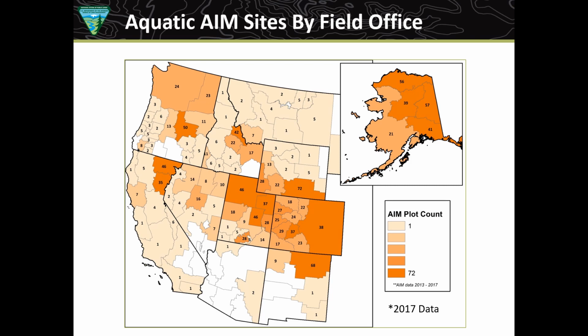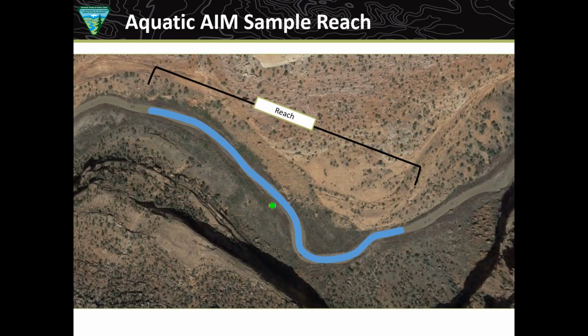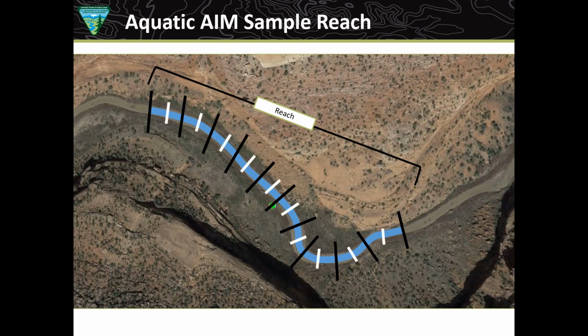Each year, hundreds of aquatic AIM sites are sampled throughout the western United States. All of these data are collected within a standardized unit referred to as a sample reach. A sample reach is the total length of a stream where data are collected. Each sample reach is located by a set of GPS points called the point coordinates that are the center of the sample reach. Data are collected throughout the reach at 11 main transects and 10 intermediate transects, evenly spaced throughout the reach.